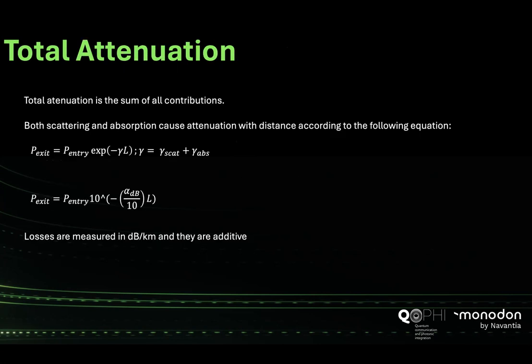Total attenuation combines all sources of signal loss. We measure it in decibels per kilometer. As the distance increases, the signal power decreases. Usually, it's in an exponential way. This is why repeaters or amplifiers are often needed in long-distance communications to boost the signal.